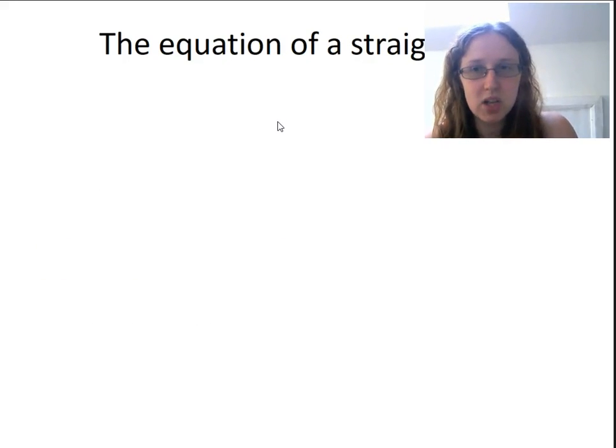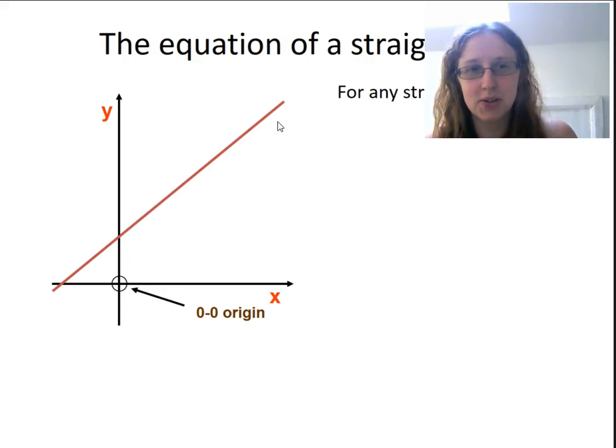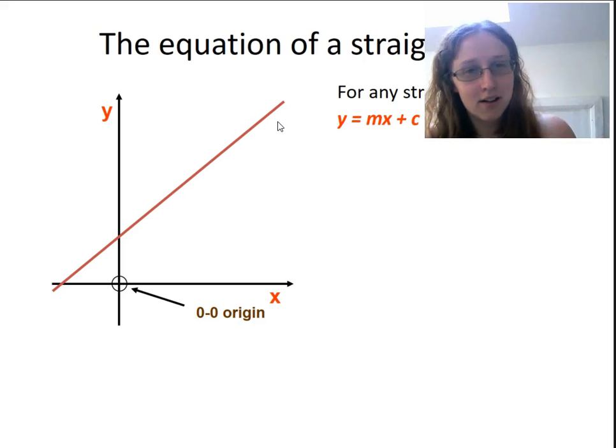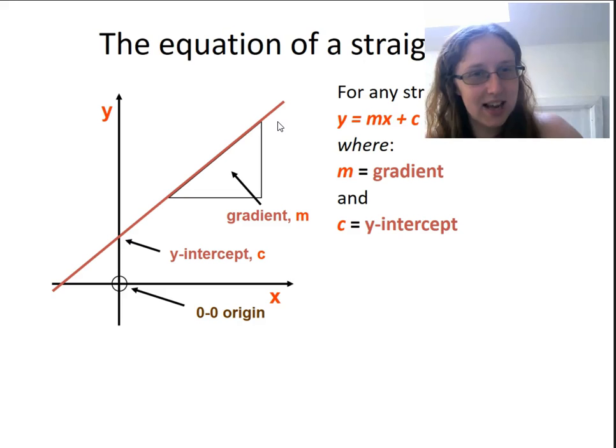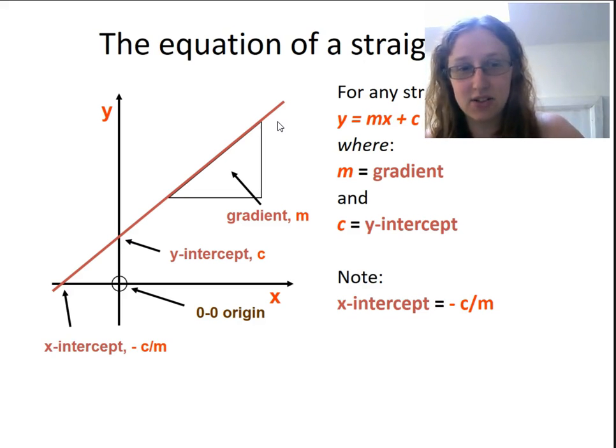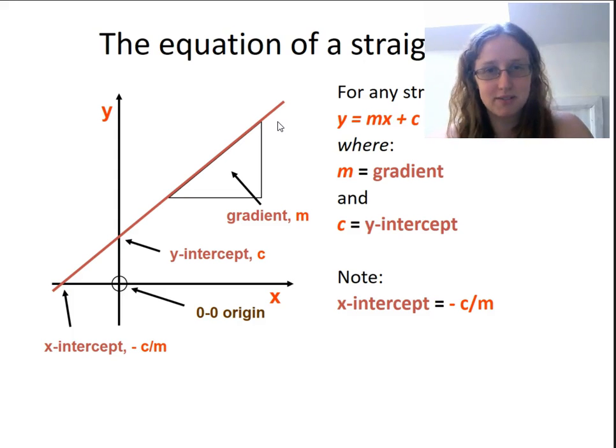Right, I'm assuming you all know what the equation of a straight line is. You're all saying it in your head already before it appears: it is y equals mx plus c, where m is your gradient and c is your y-intercept. Just in case you ever need it, the x-intercept is also minus c over m, so you can get that as well. We're never going to use it, but, you know, completion, knowing more, it's a good thing.